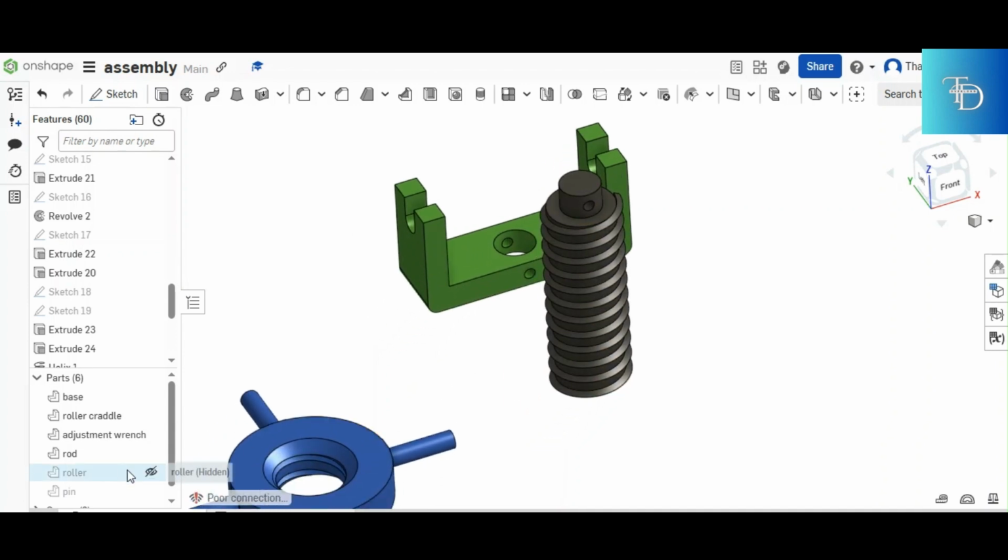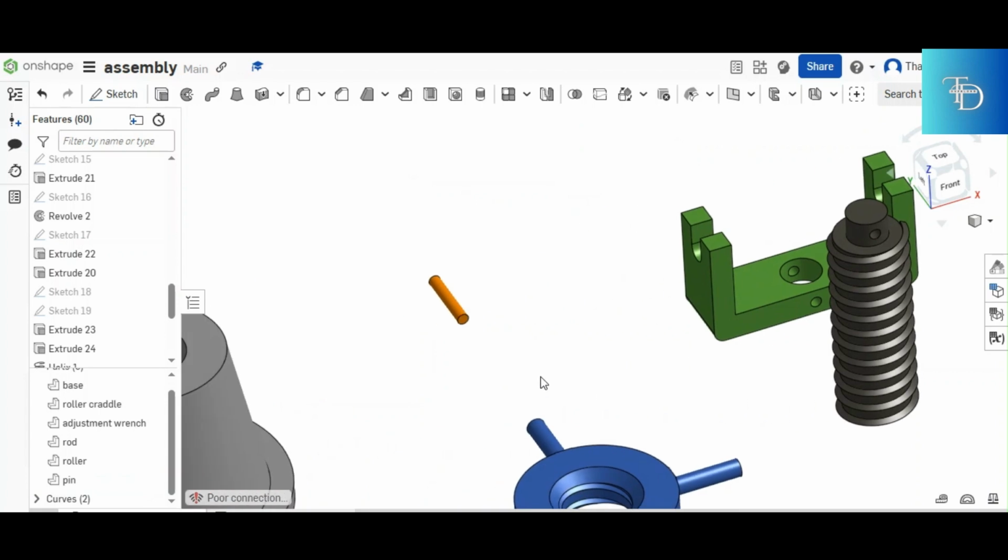And then the next part we have is the roller, and then you have the pin. The pin right there is the pin that locks the two parts. The pin locks the roller cradle and the threaded rod. How does it lock it? Once these two come together right there, you have that one hole of diameter 5 passing through, and then this pin of diameter 5 gets to be shoved into those holes to lock the two parts together.